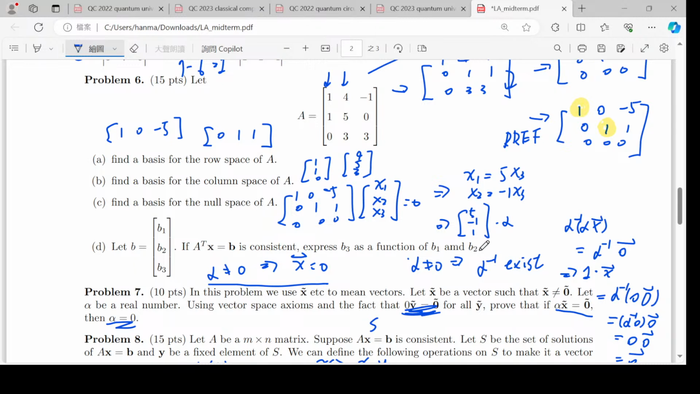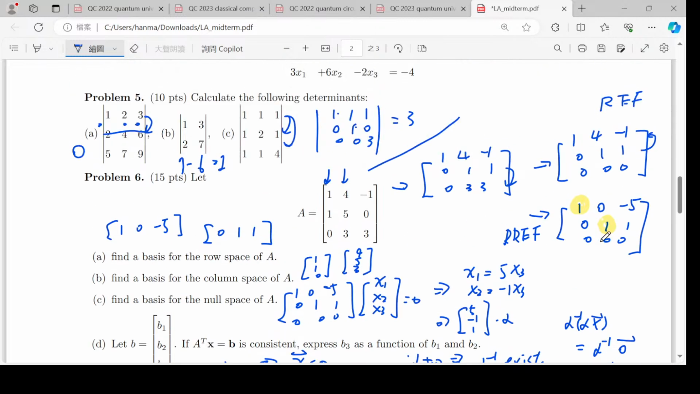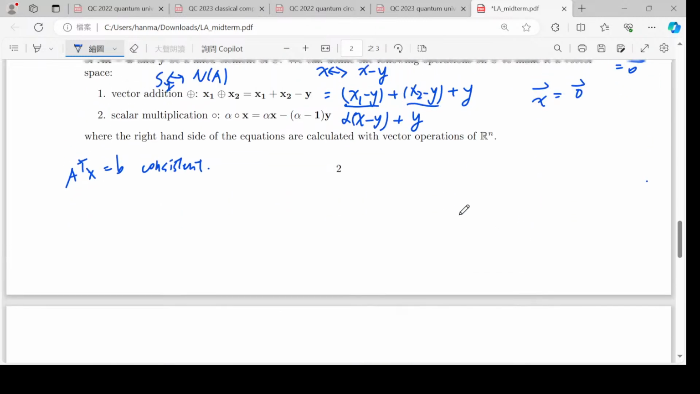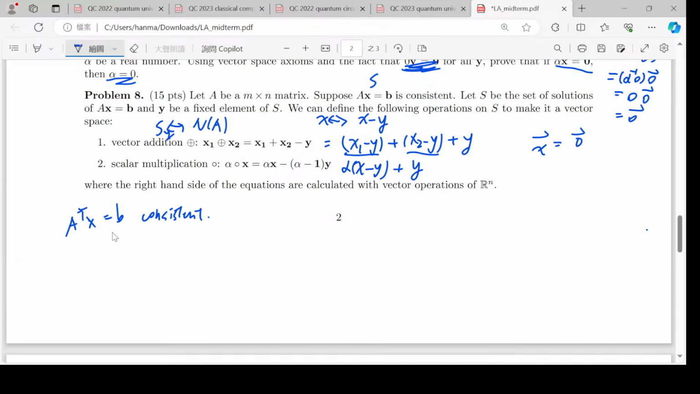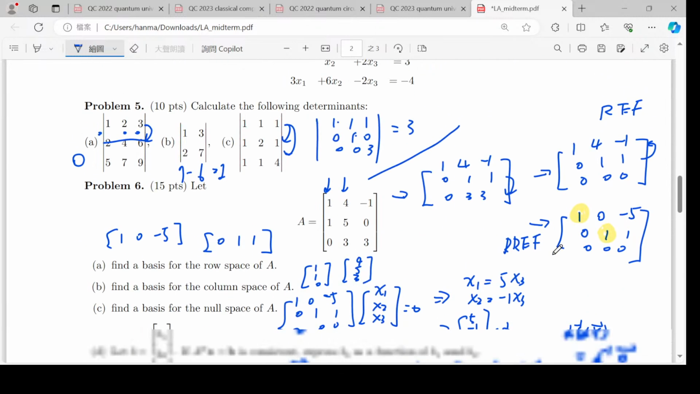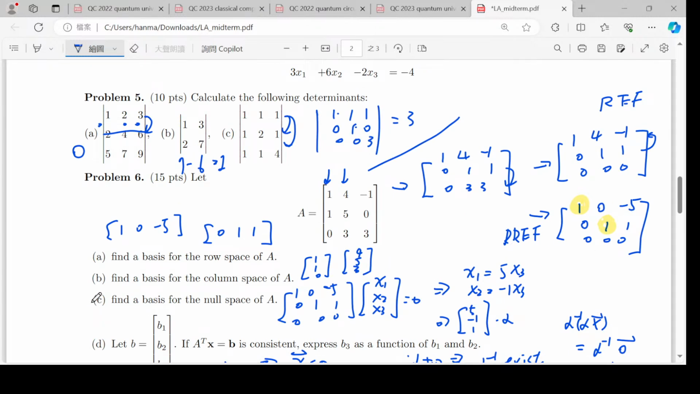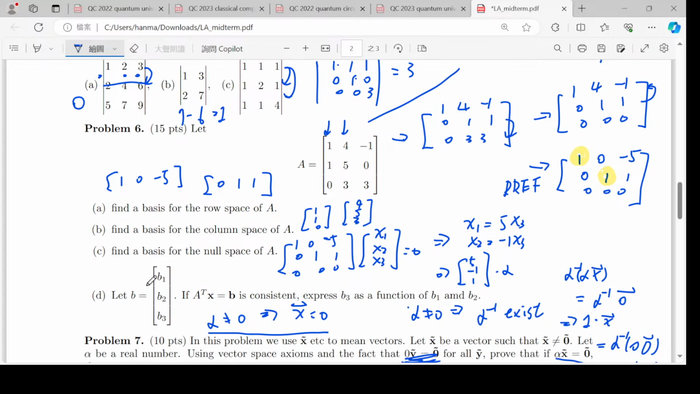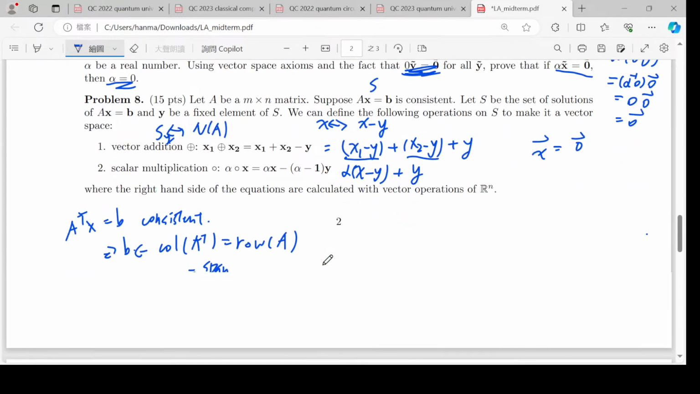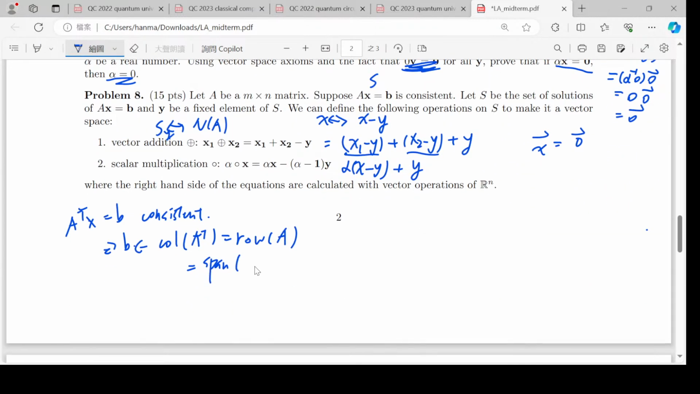But actually, there is a way to do it without much extra calculation by knowing the REF of A. Because if A transpose x equal to b is consistent, then b is in the column space of A transpose, and this is equal to the row space of A, and equal to the span of... Now, this is why having the REF is better, although having the REF here already helps us solve C, and it can also help solve D, and it's basically the same as the C thing. So we'll see soon.